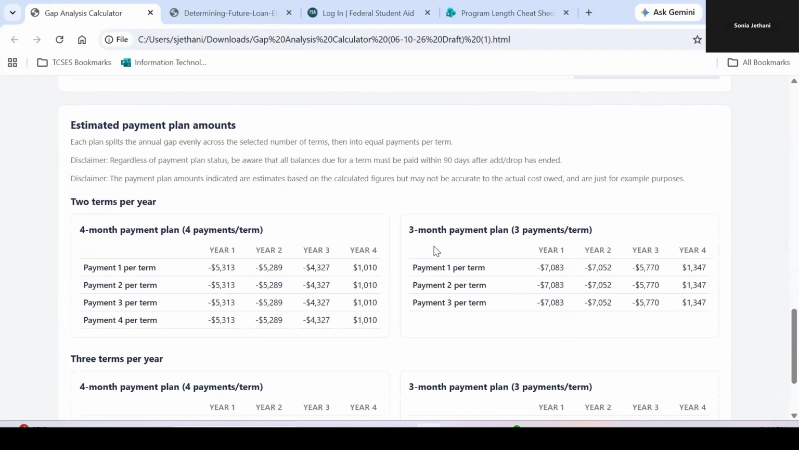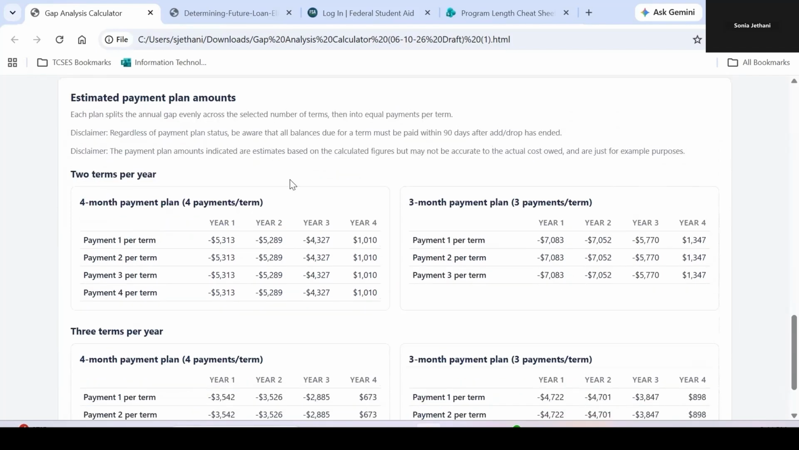The following section will also provide you information about the estimated payment plan amount, where each plan splits the annual gap evenly across the selected number of terms, then into equal payments per term. Please understand that regardless of the payment plan status, you must be aware that all balances due for a term must be paid within 90 days after the add drop period. The payment plan amounts indicated are estimates based on the calculated figures, but may not be accurate to the actual cost owed, and are just for example purposes.